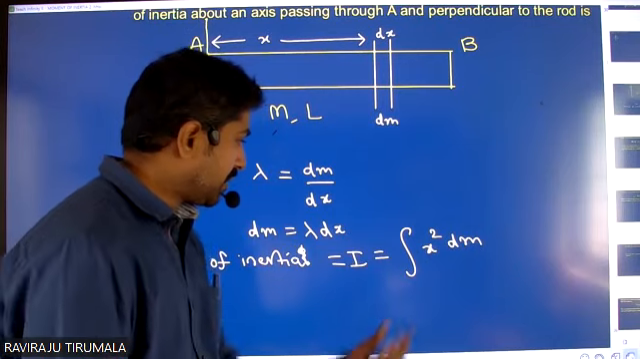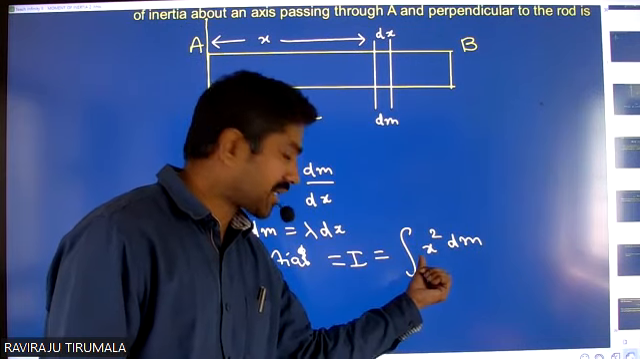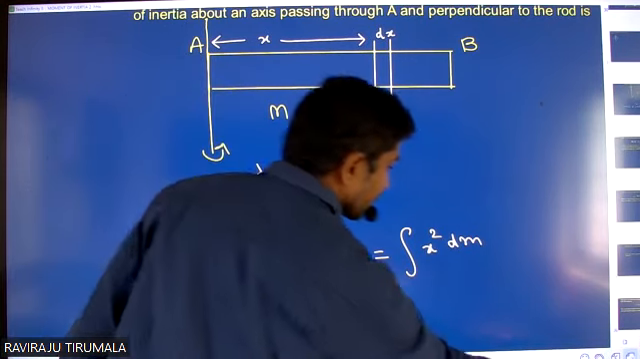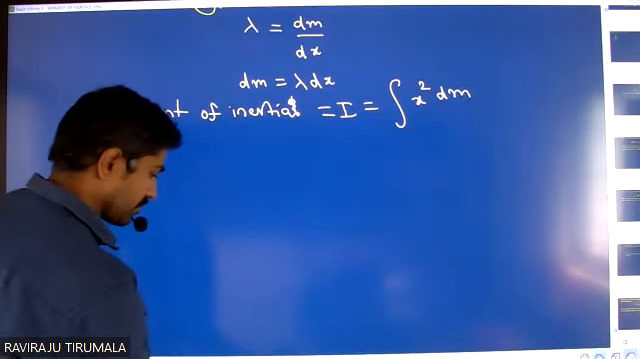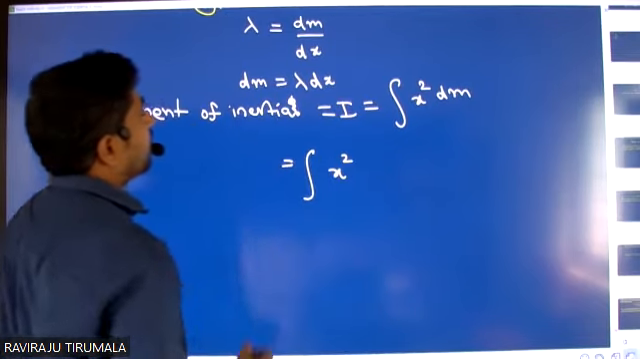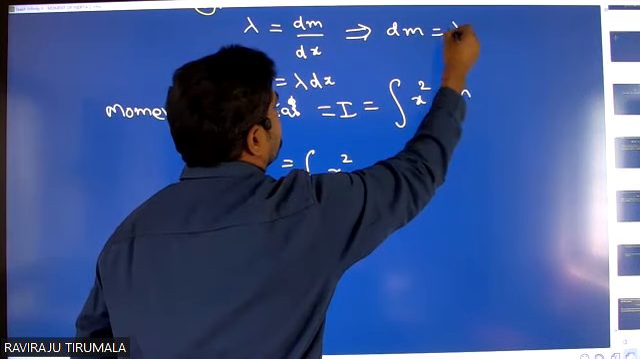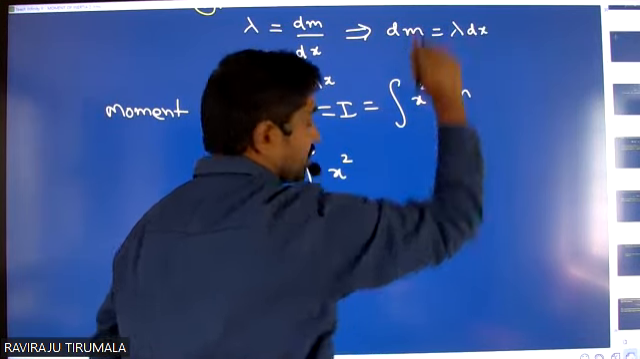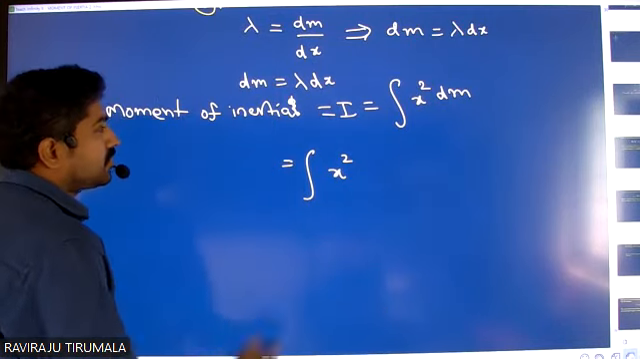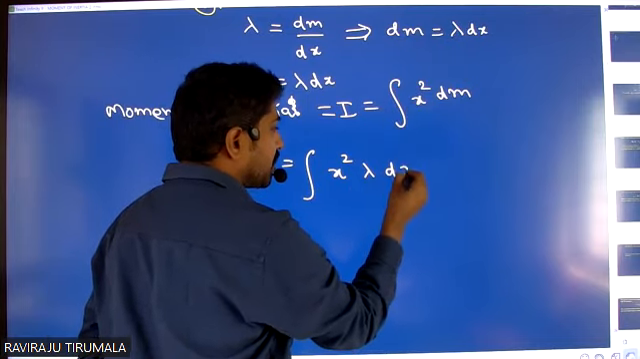It is m r square only. In place of m, here we have taken the element mass dm, and in case of distance we have taken x only. So it is x square dm. Now this is equal to integral x square, and what can we write for dm? Listen carefully, the first model is very important, since we have to follow the same method for all the remaining questions. So integral x square, and for dm we write lambda into dx.